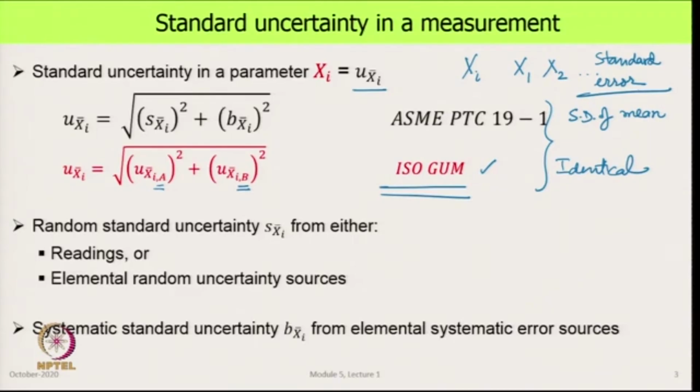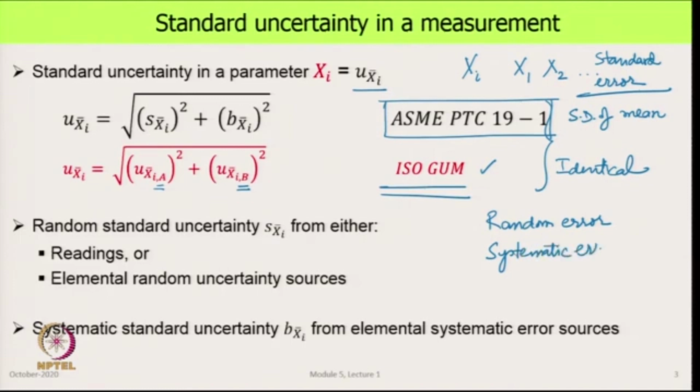For our purpose, the method that I will explain is based on the ASME code. The only reason is that in a starting course, it is a little easier to grasp what is a random source of error and what is a systematic source. So, that is the reason we are looking at this.